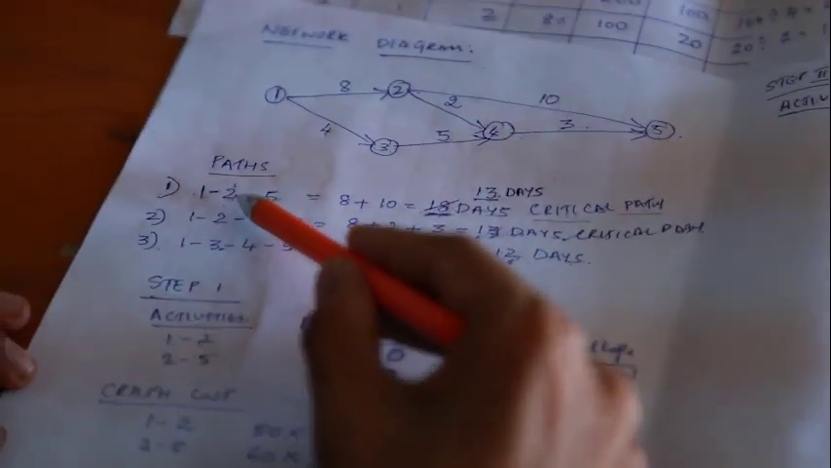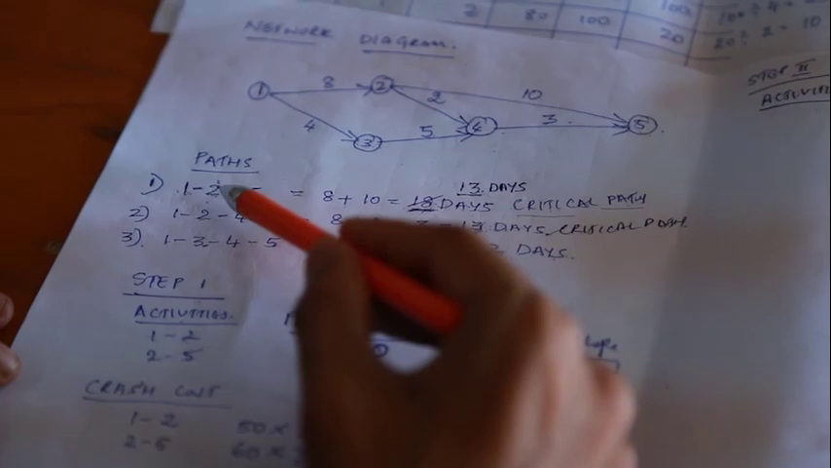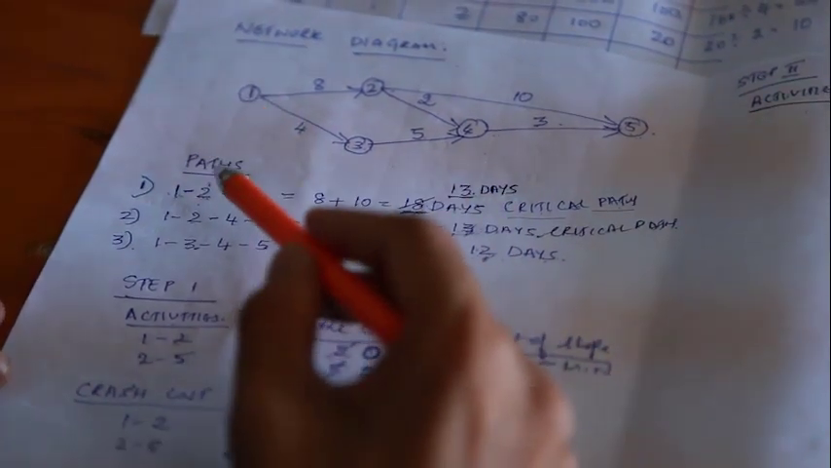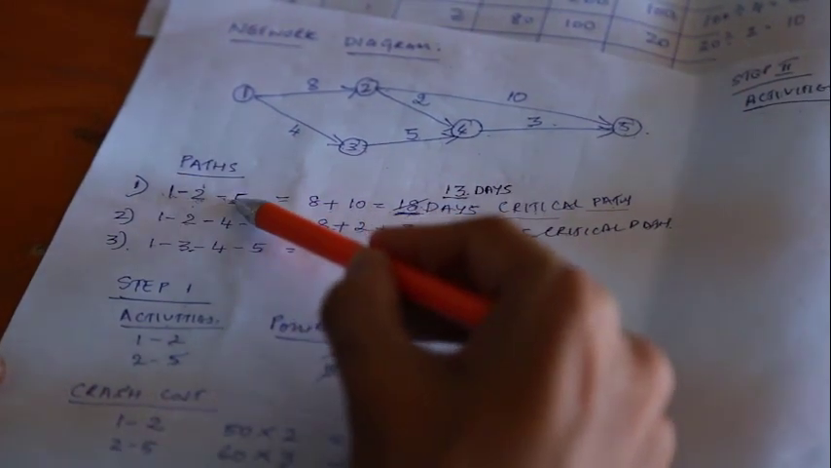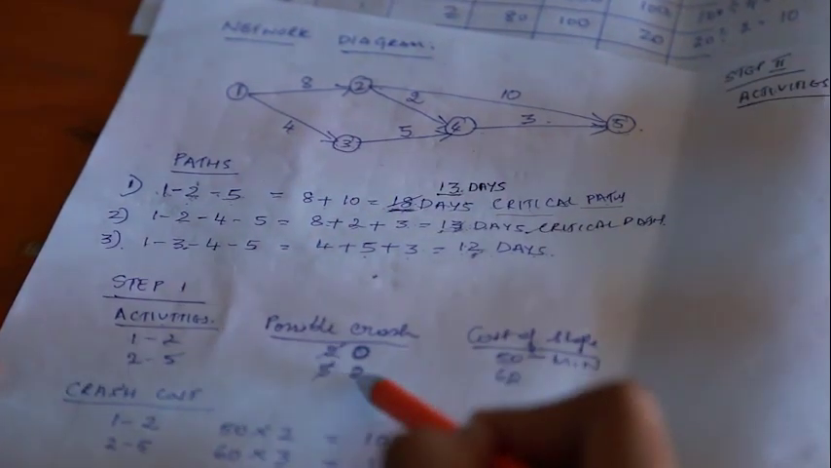Next activity is 2 to 5. For 2 to 5, the possible crash is 2.